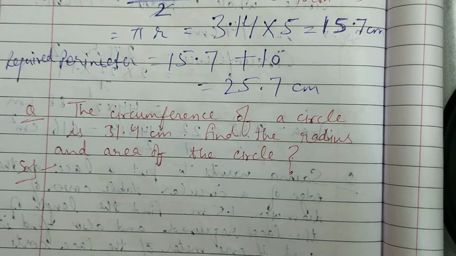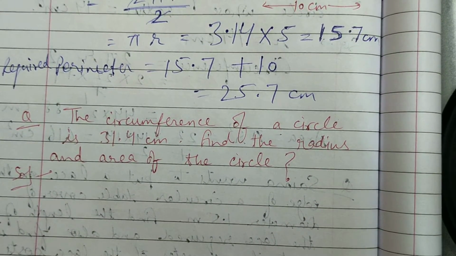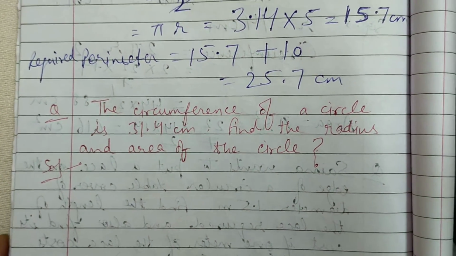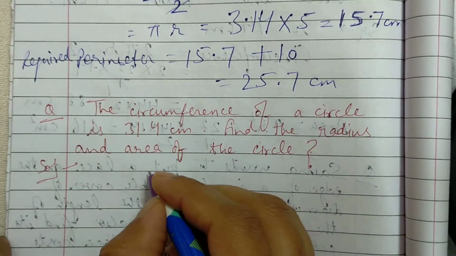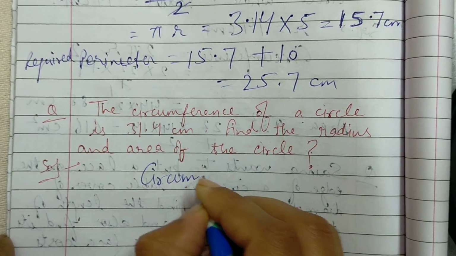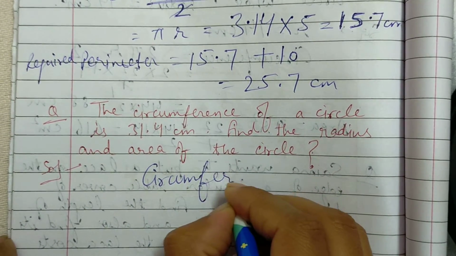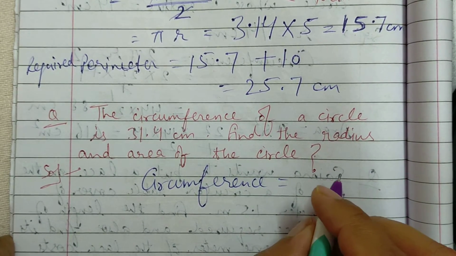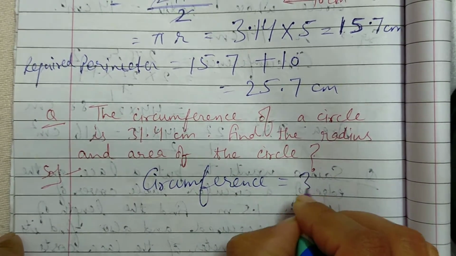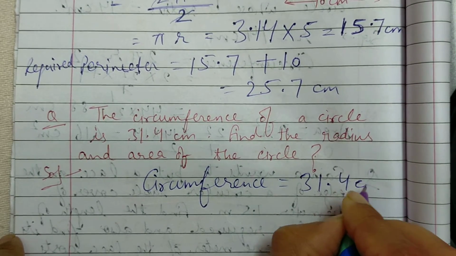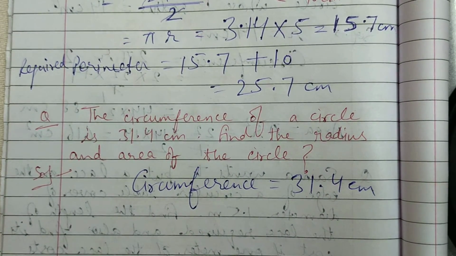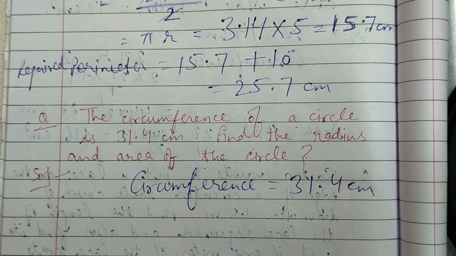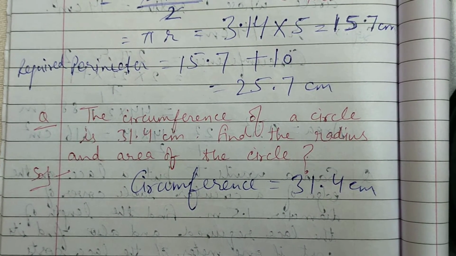Next question. The circumference of a circle is 31.4 centimeter. Find its radius and area. Circumference is given now, 31.4 centimeter. We have to find its radius.